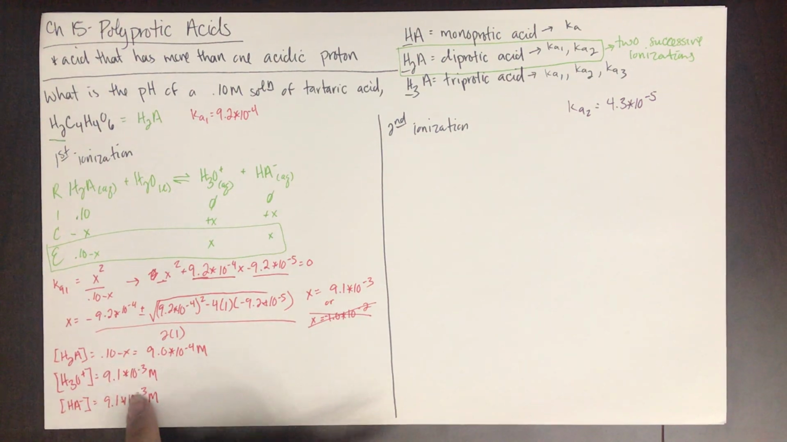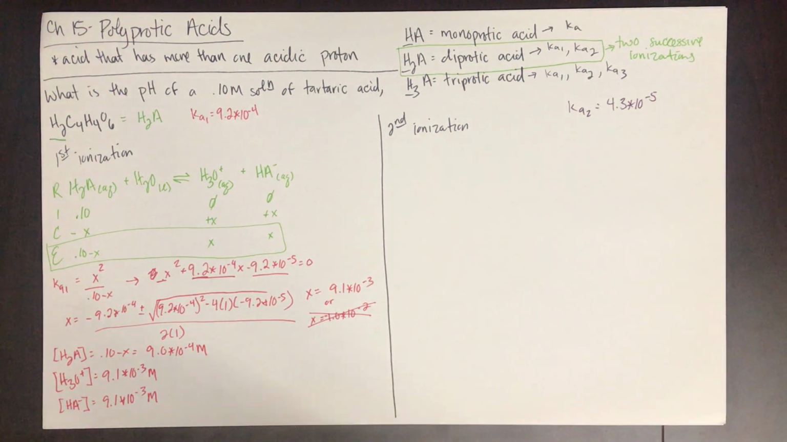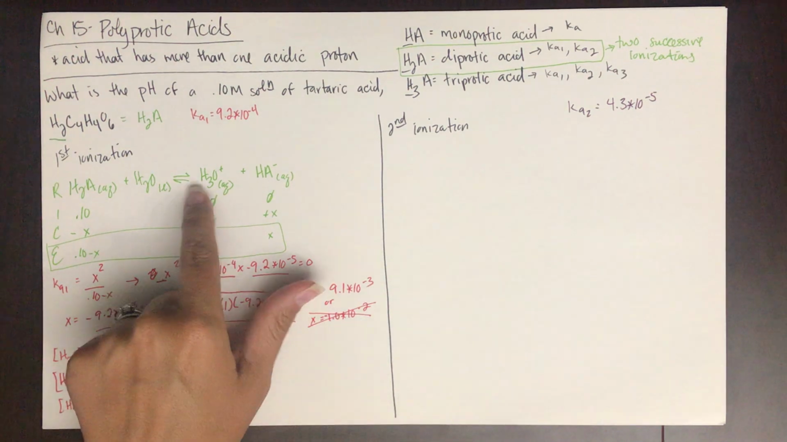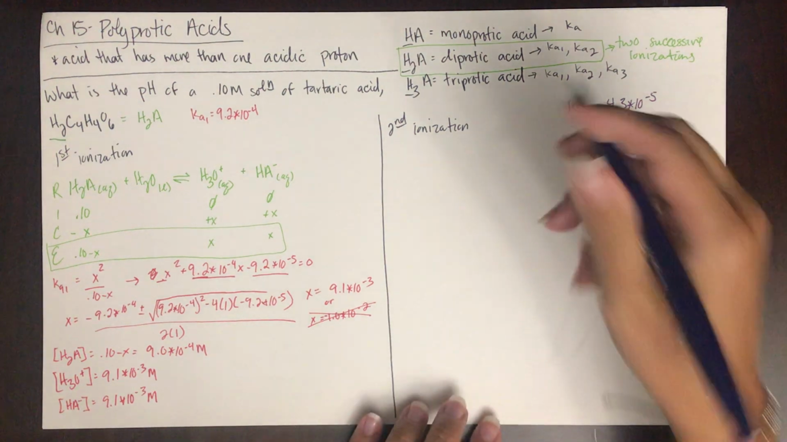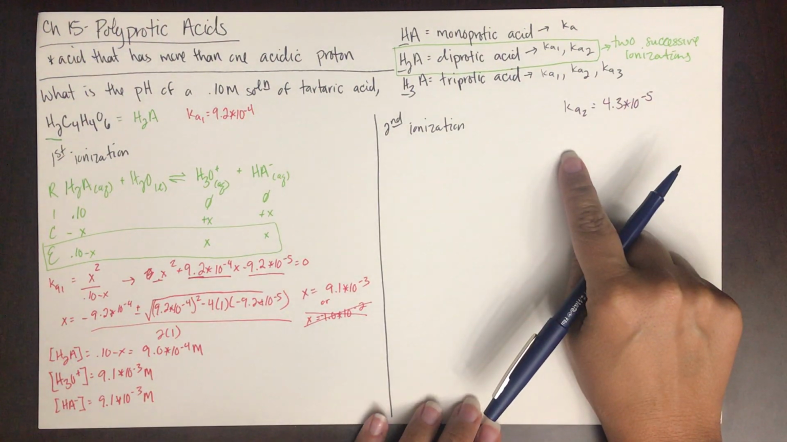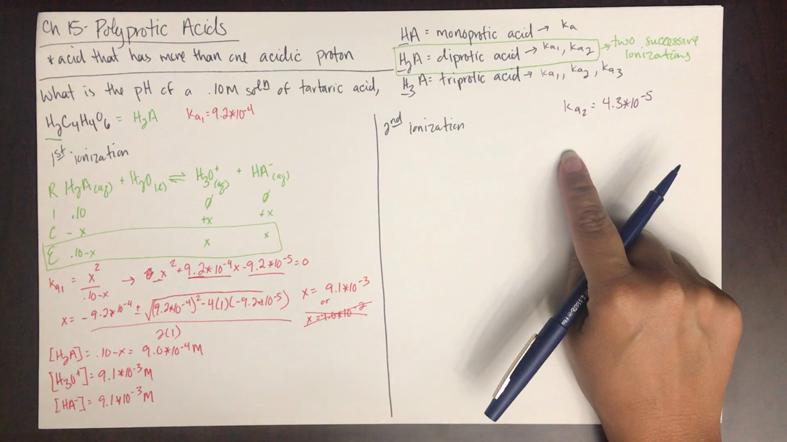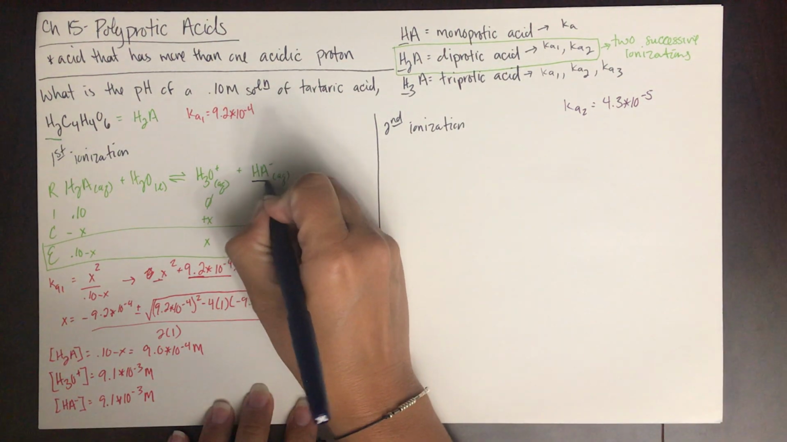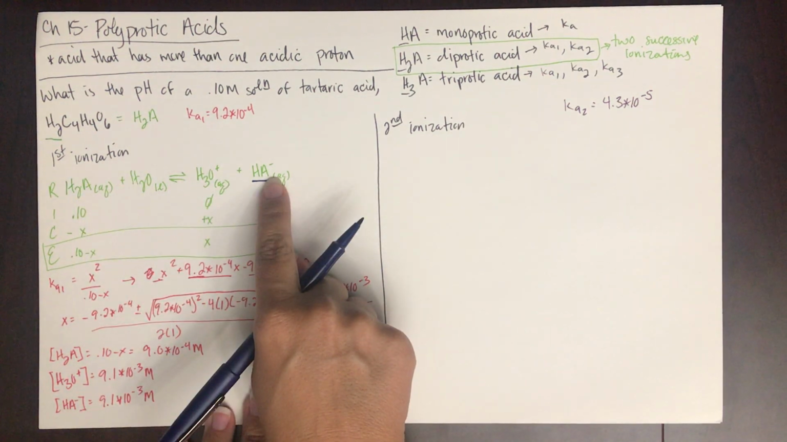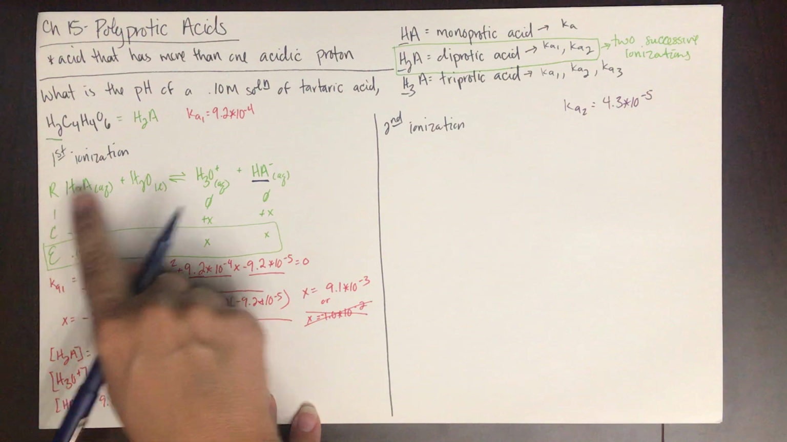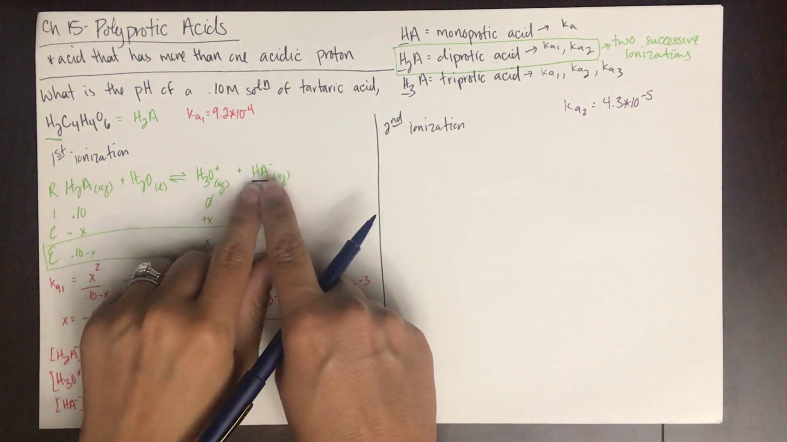And then we're going to go straight to the second ionization. So essentially we're going to do all of this again, but now we have initial concentrations. Let's write that out and see what it looks like. So now what does the second ionization look like? The second ionization is the ionization of this. This was the first ionization, one hydrogen left. Now the second hydrogen is going to leave.